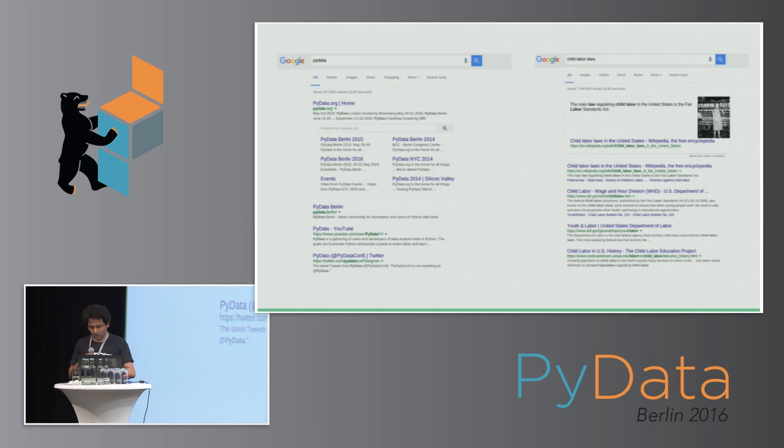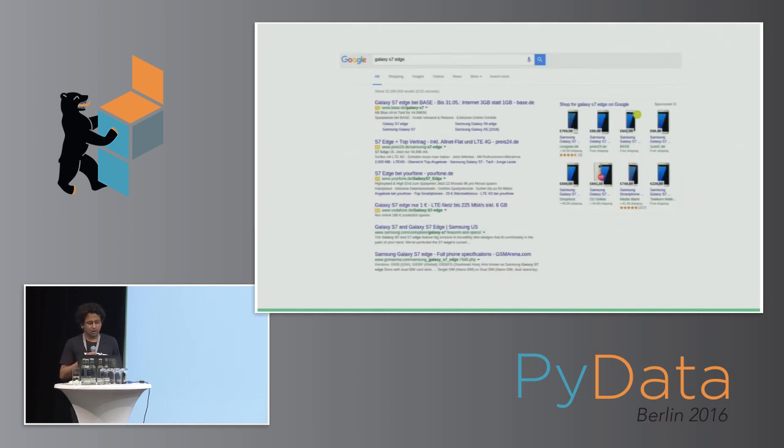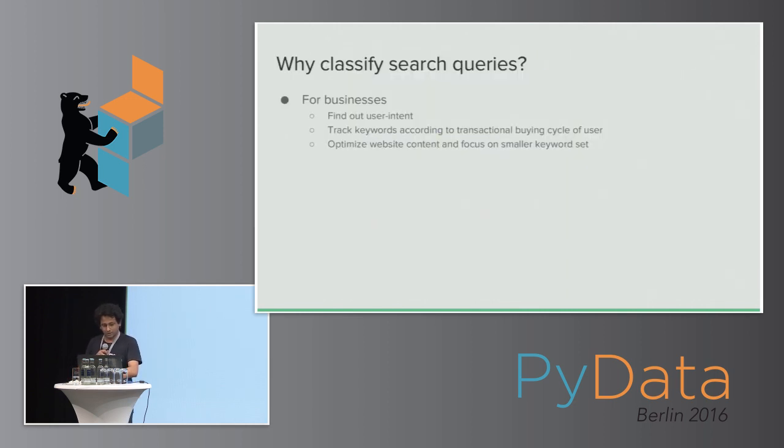This is one more example. I'm a gadget junkie, and I think many of you are. So I like to search for new gadgets online, like S7 Edge. Google gives me four different advertisements, and then I can click on any of the links. If I want to buy something, I just click on the link, go to their website, and buy stuff. So why classify such queries?